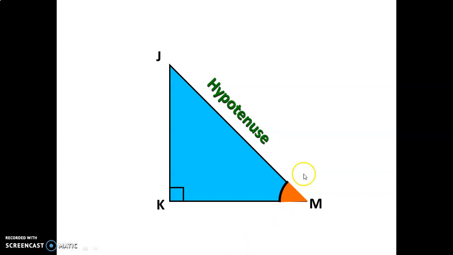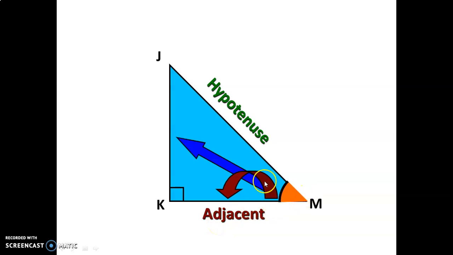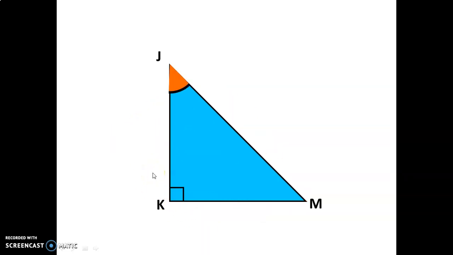When we look at this angle, for example, in relation to that angle, this side here, the one beside it, is called the adjacent side. And the side across from the angle in question is called the opposite side. These three words are key when working in trigonometry.